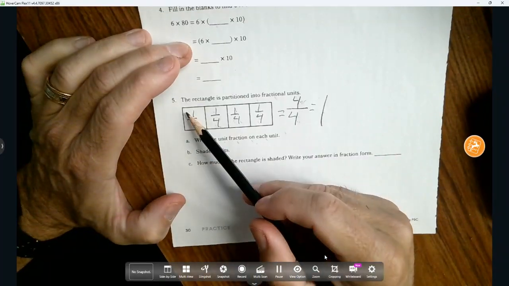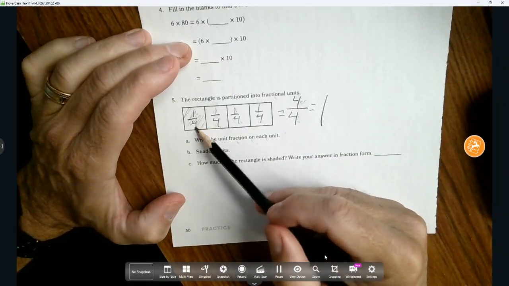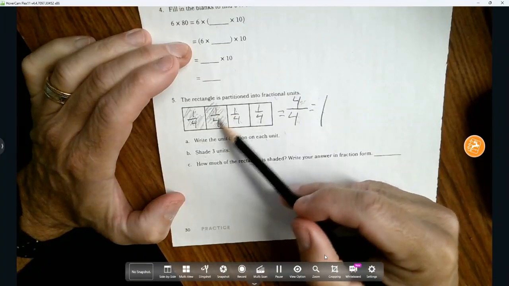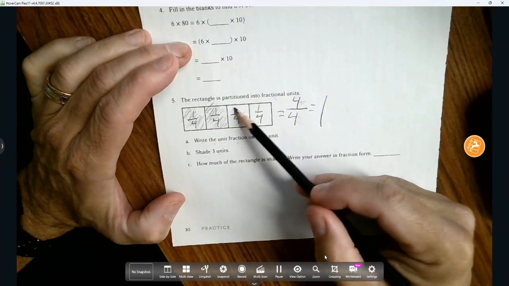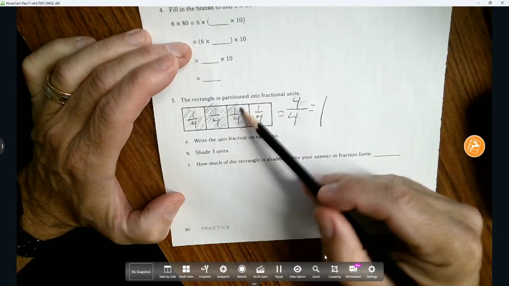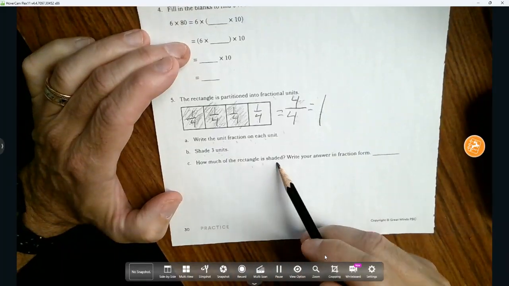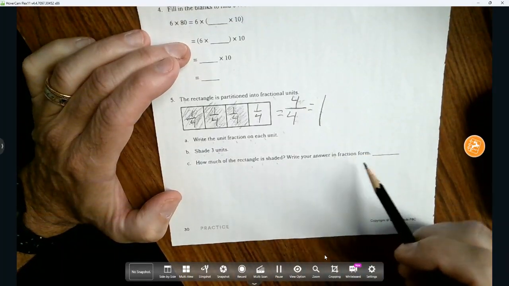Shade in 3 units. So you're going to kind of color in. Not real heavy. You want to still be able to see your work. If I can't see your work, I can't say you did it right. So we want to shade in 3 units. All right. We did that. How much of the rectangle is shaded? Write your answer in fraction form.